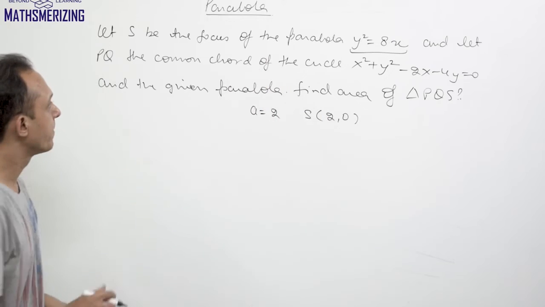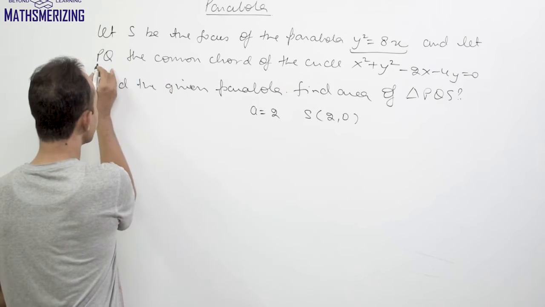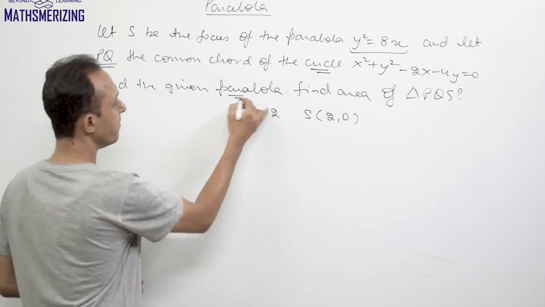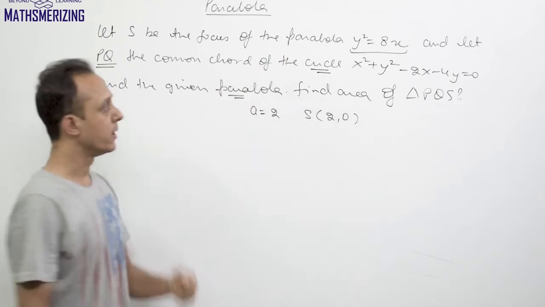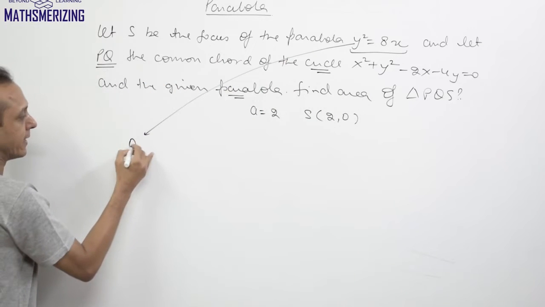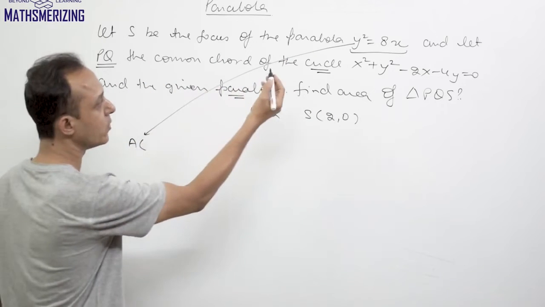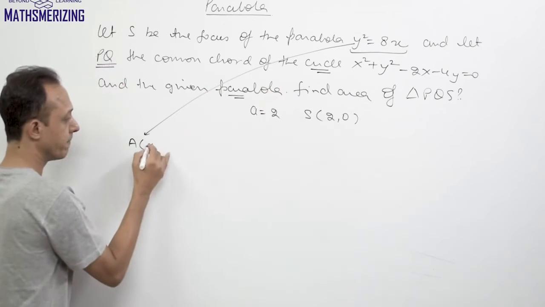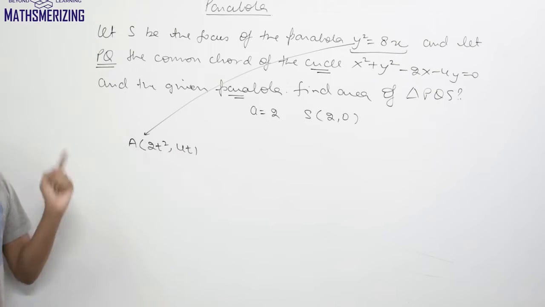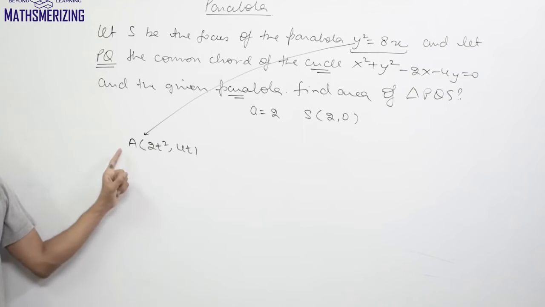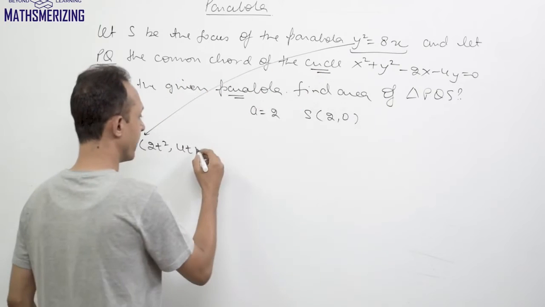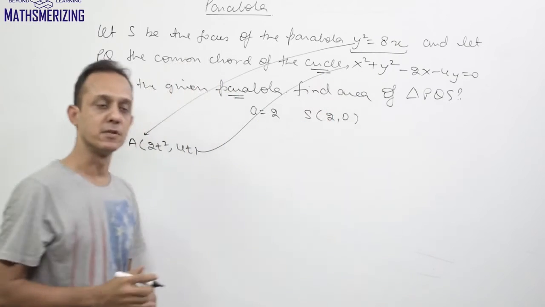So first we'll find the points of intersection P and Q of this circle and this given parabola. What we already know is any point on this given parabola, we can assume as (at square, 2at). a in this case is 2, so there will be (2t square, 4t). Now we need to find those points on this parabola which are common with this circle. So we'll put the values of x and y in the equation of this circle.